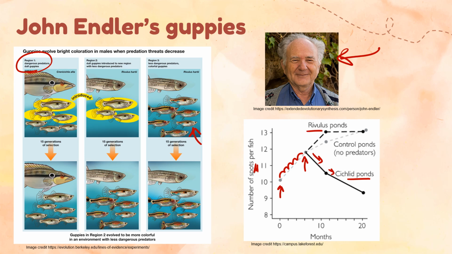The rivulus ponds, rivulus is another predator, not as dangerous as the cichlid. Notice that the number of spots continued to increase, even more so than in the control ponds. In these ponds, it was still more important to attract a mate than it was to evade a predator. Super interesting look at how different degrees of predation and different influences of mating selection can lead to such different allele frequencies in these populations of the same species.